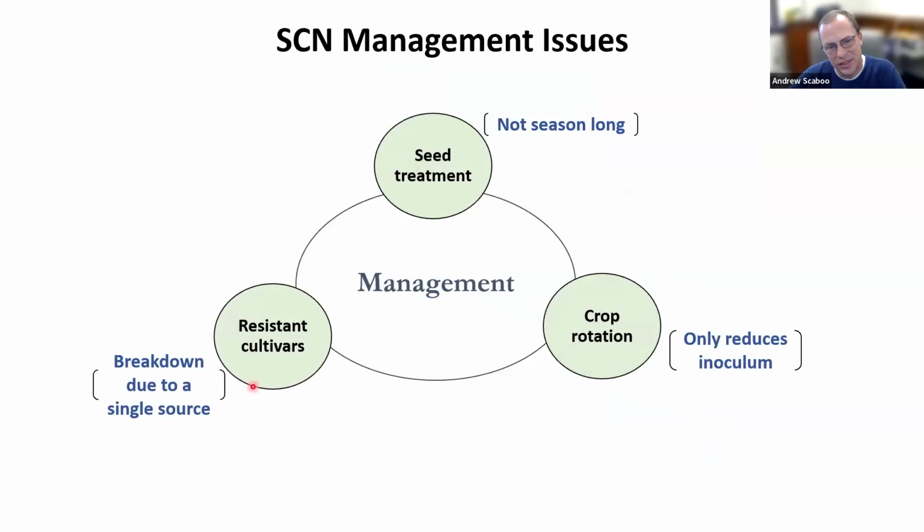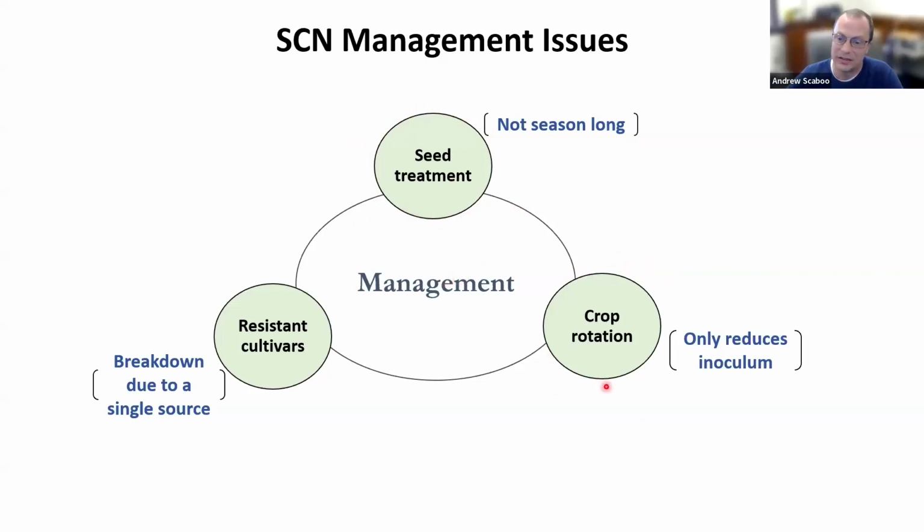And so we manage nematodes currently a few different ways. We use seed treatments, we use resistant cultivars, and we use crop rotation. But each one of these has an issue. So seed treatments are really good in the beginning, right? The beginning of the season. So you don't get season-long protection from nematodes from the majority of seed treatments. And again, you have multiple life cycles, multiple generations of nematodes throughout the year. You're really only combating maybe that first generation with most seed treatments.